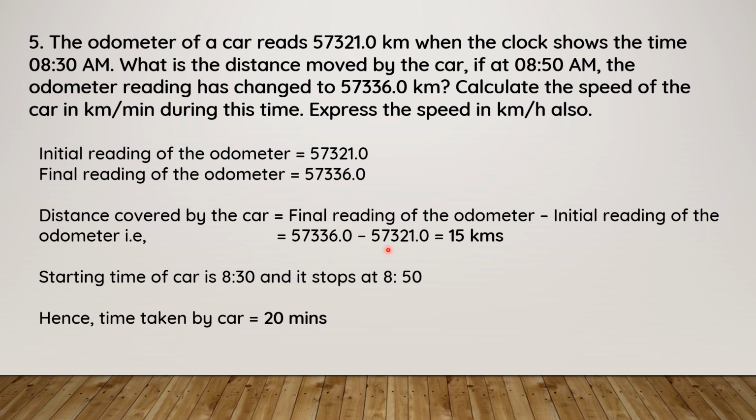57,336 minus 57,321, final reading of the odometer minus initial reading of the odometer. So we get the answer 15 kilometer. So that is the distance. So we got one thing, that is distance.